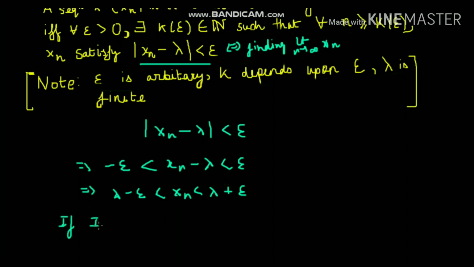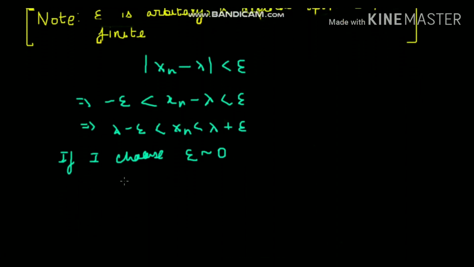And again, remember one thing: if I choose epsilon to be very close to 0, the value of k of epsilon would be very high. I repeat, if I choose epsilon to be very close to 0, the value of k of epsilon will be very high. I will show it to you with an example. But first of all, let us continue.